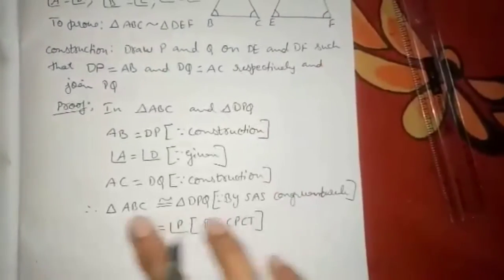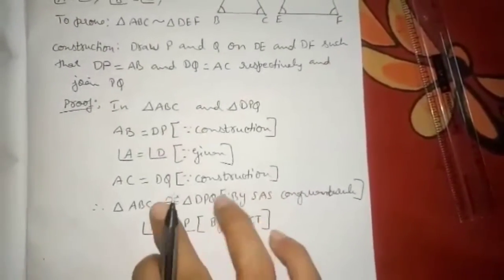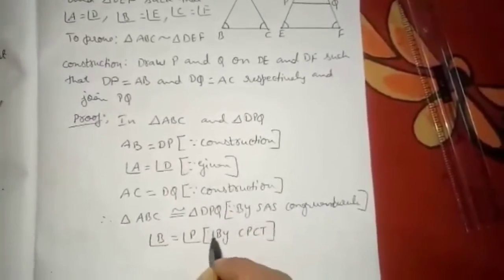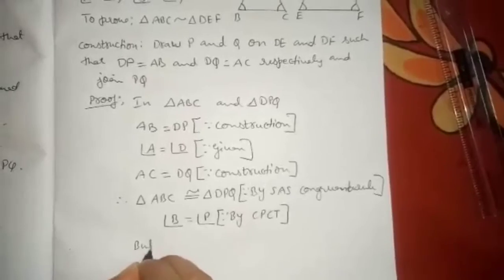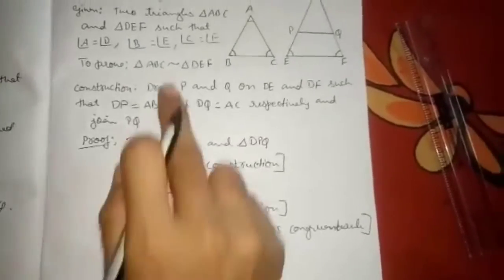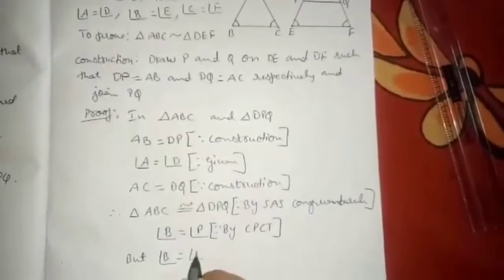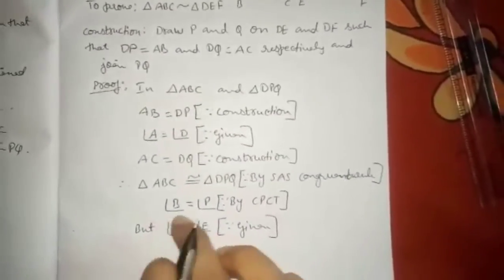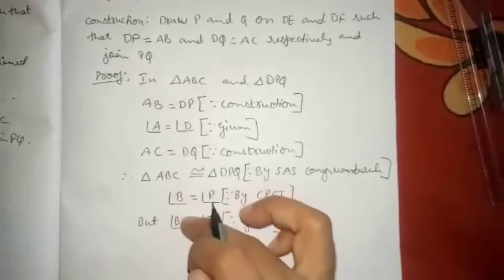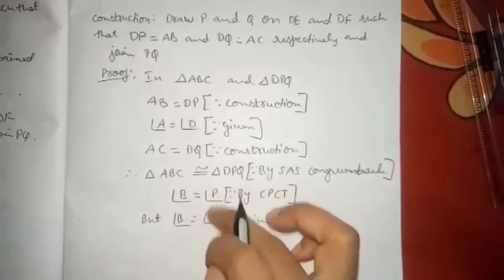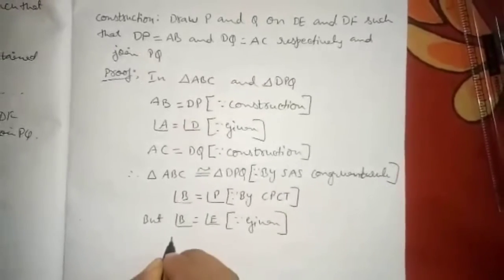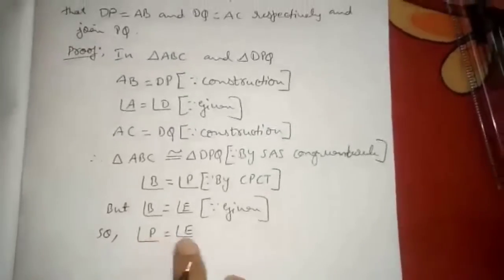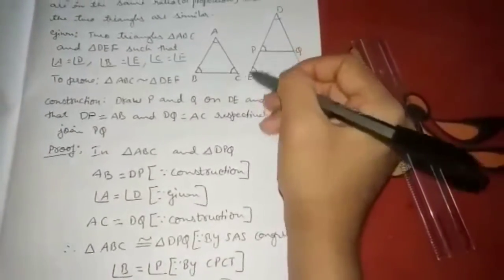So we have written these two triangles are similar. We can say angle B is equal to angle P by CPCT. But we have already got angle B, what is that? Angle B is angle E. From where did you get it? From the given, that you have to write. So observe these two, they are the same, right? So we can say angle P is equal to angle E.